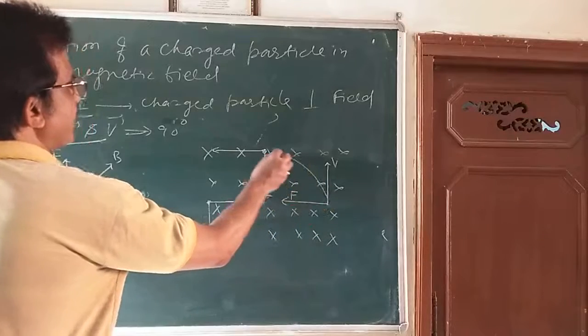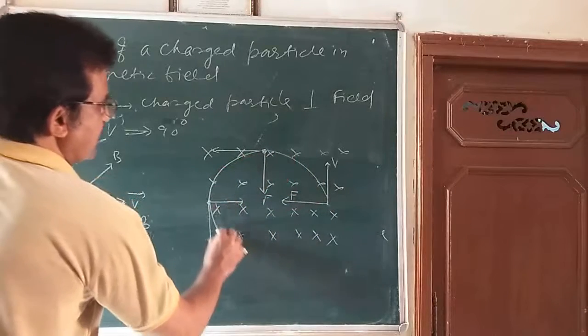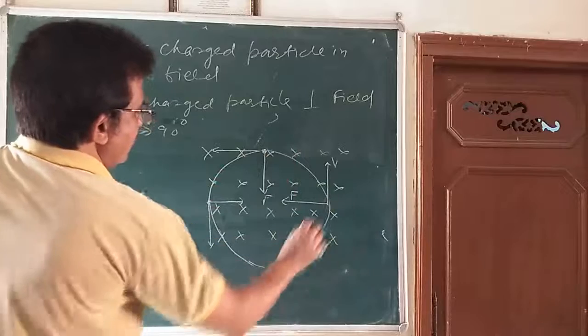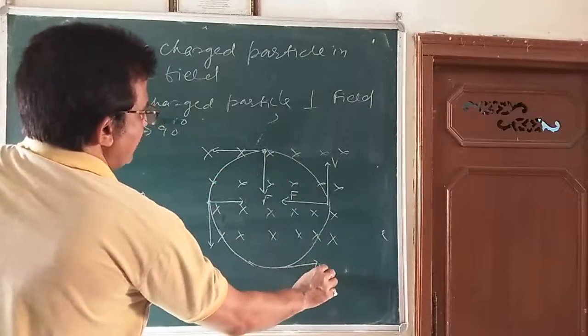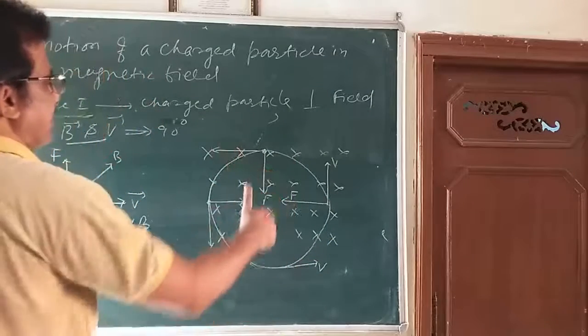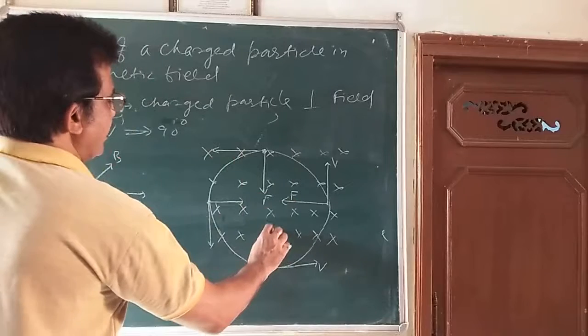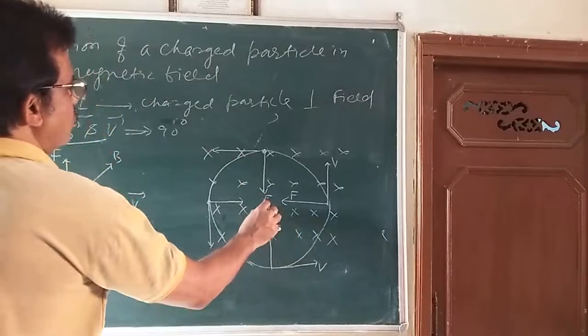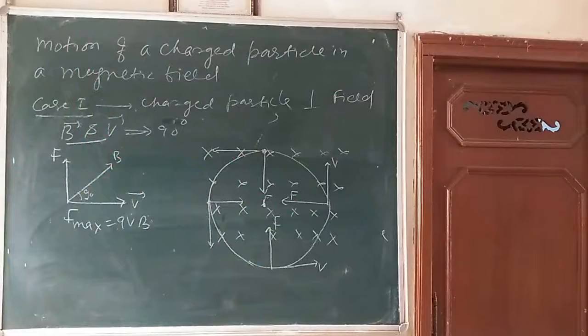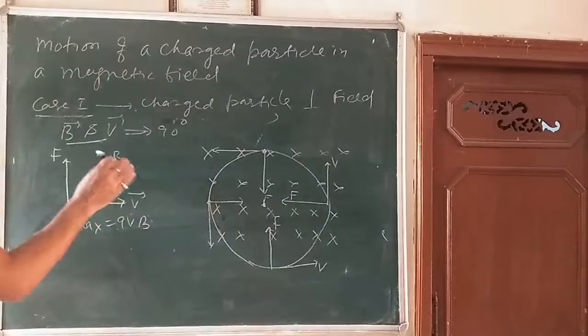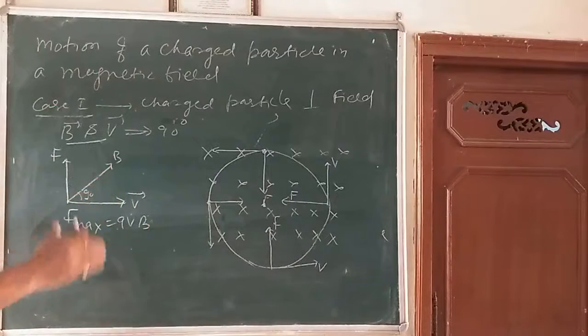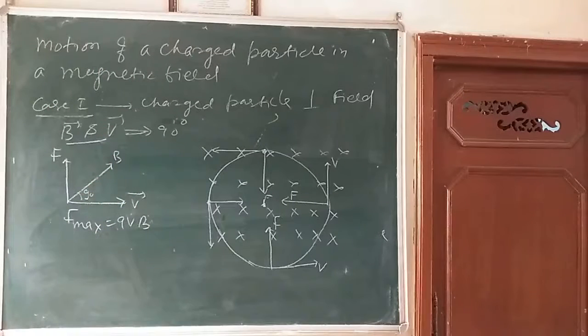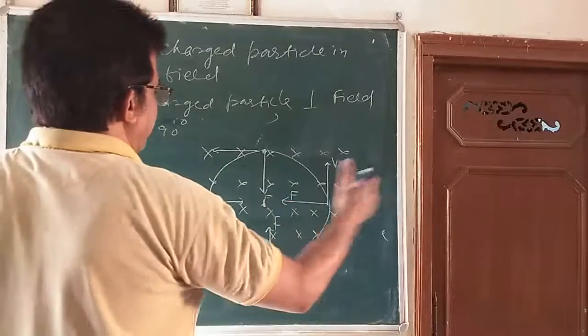What we are seeing here, in this manner: here is v, the magnetic field is inside, and the third direction is the direction of force. It is towards the center. So the particle is moving along a circular path when this is going on. When v and B are perpendicular to each other, the direction of force is towards the center.